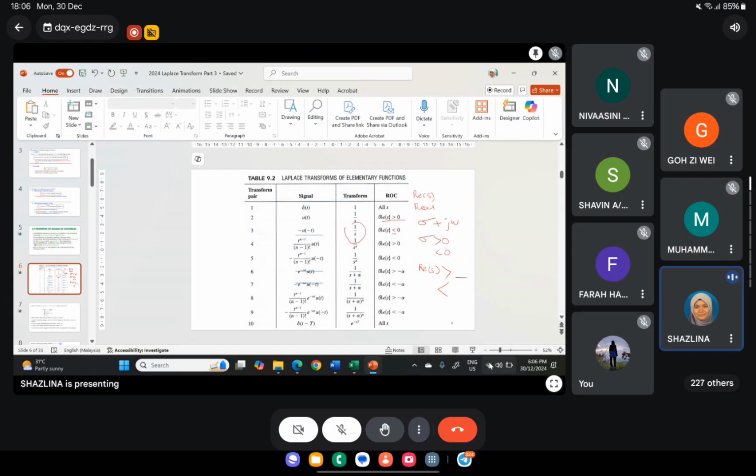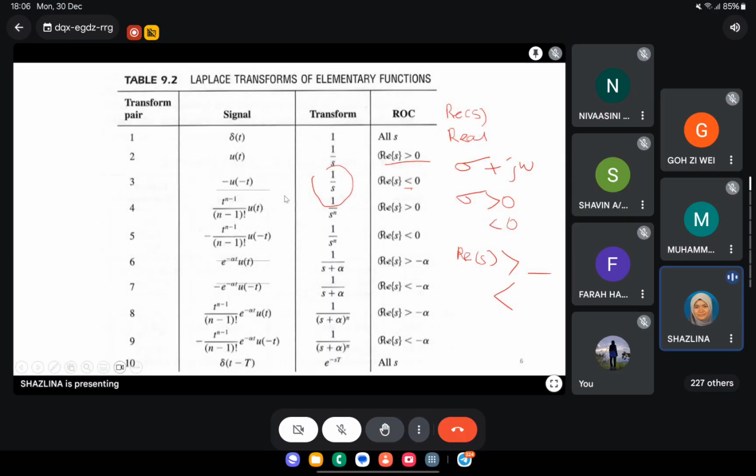So you have to remember for the inversion from S to t, if the ROC is less than zero, or on the left side of the signal, then there has to be a negative at the front and negative t. If not, if the ROC is bigger than zero, or right-sided, then the time domain is just u(t). That's the main difference. It's the same for every signal.